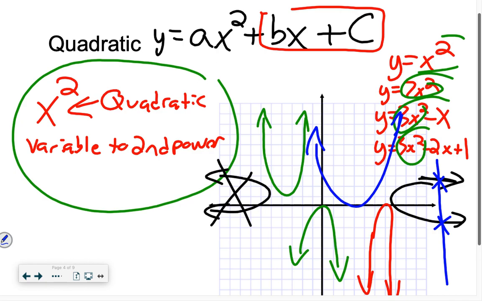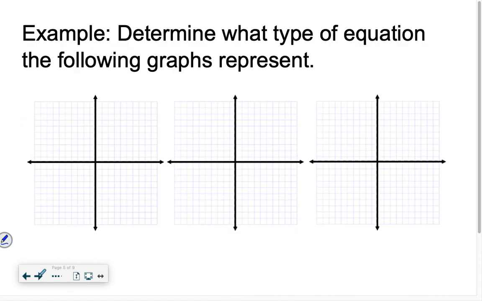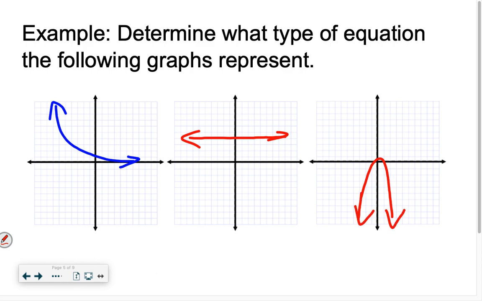So an example of our types of problems. So we want to determine what type of equation the following graphs represent. So I'm going to quick draw a couple of graphs. And we need to determine what type of graph they represent. It's either linear, exponential, or quadratic. So we have three options, okay? So if you want to pause the video and try to think about this yourself, go for it. But I'm going to go ahead and go.